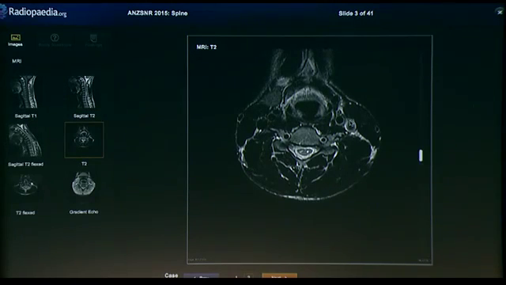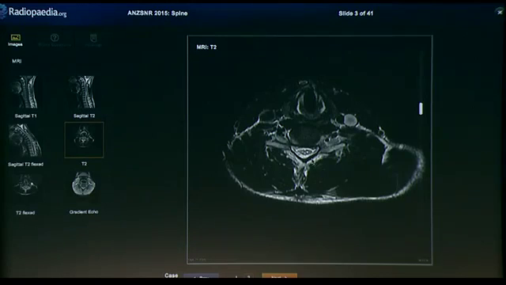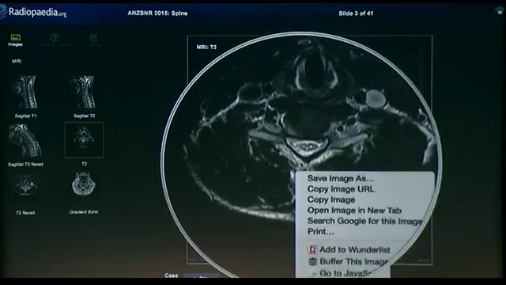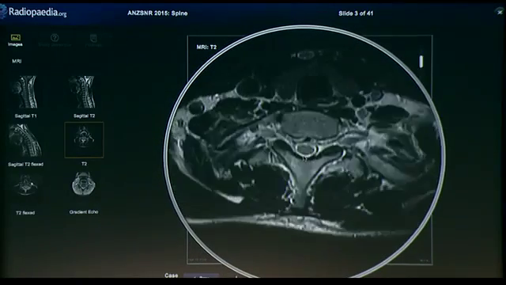And on the T2 weighted axial sequences, you can see that a lot of this T2 signal abnormality corresponds nicely to the anterior horn cells, and you also get a really nice look at the atrophy, thinning of the cord.